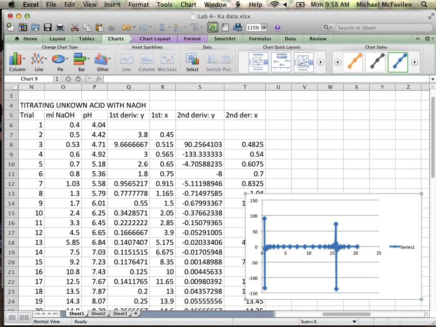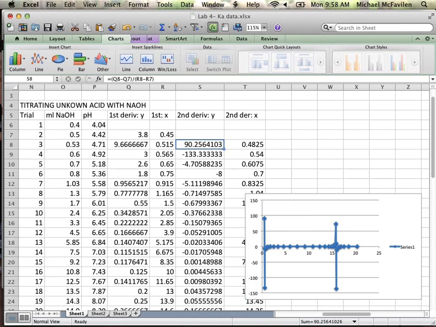Yes? I missed what the x and y values are. The y value is the slope of our first derivative, so the change in y of our first derivative. If we go back and look at those cells, you can look at the formula at the very top: Q8 minus Q7. So the change in y for our first derivative divided by the change in x for our first derivative. That would be the y value for your second derivative plot.